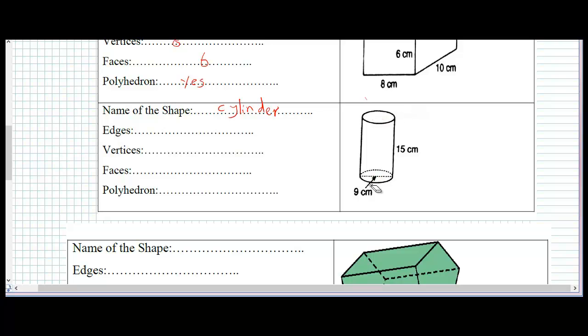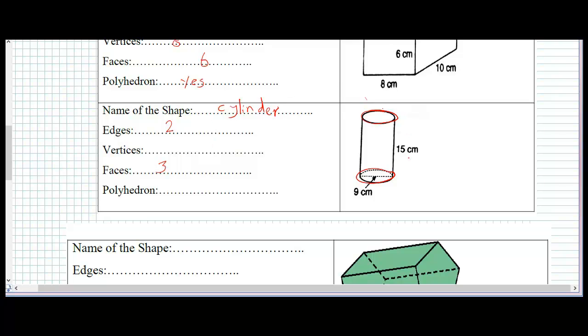Let's count for the cylinder how many edges, vertices, and faces. We have 1 face up, 1 face down, and 1 face on the side. So we have 3 faces. Okay. How many edges do we have? We have 2 edges. This is 1 edge up and 1 edge down.